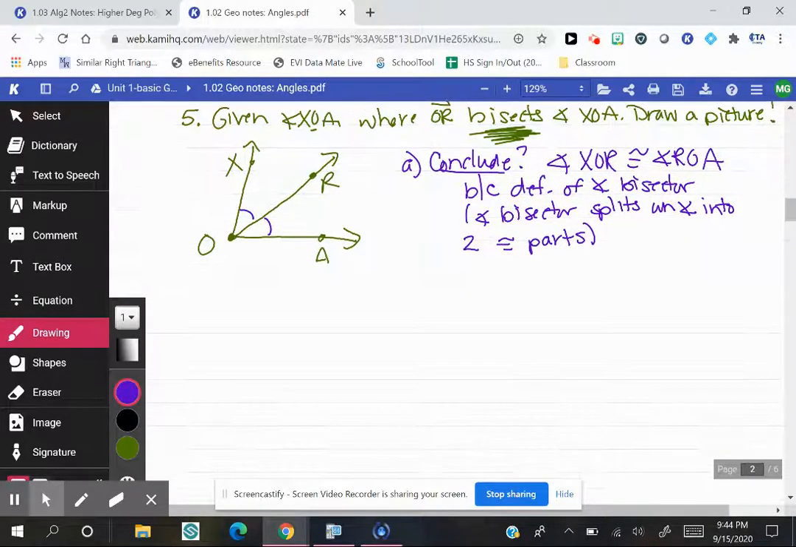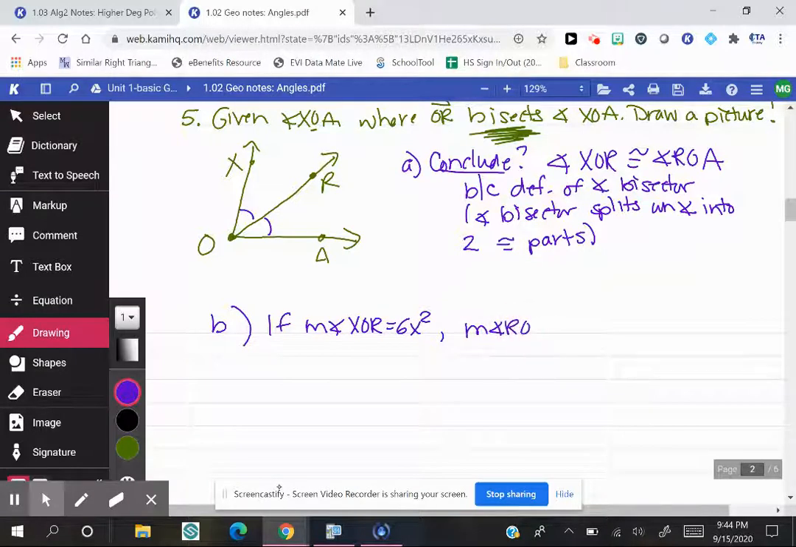Next, part B. If the measure of angle XOR equals 6x squared and the measure of angle ROA equals 17x minus 7, find all possible values for x.